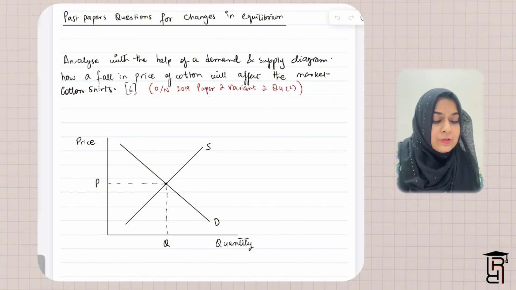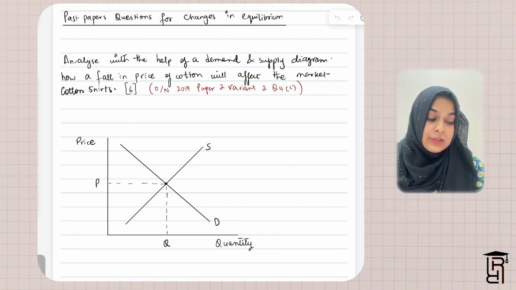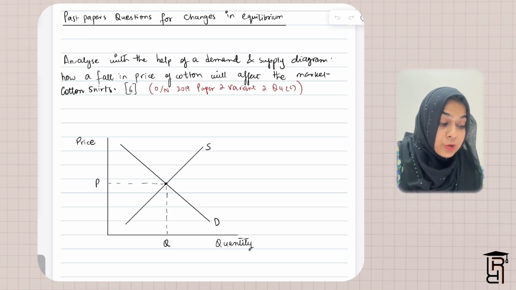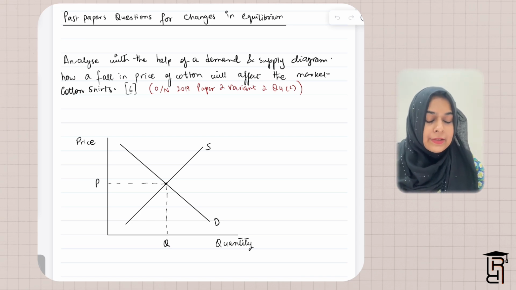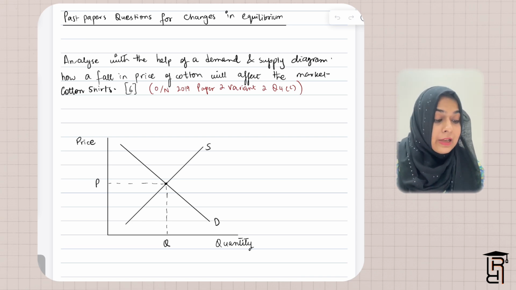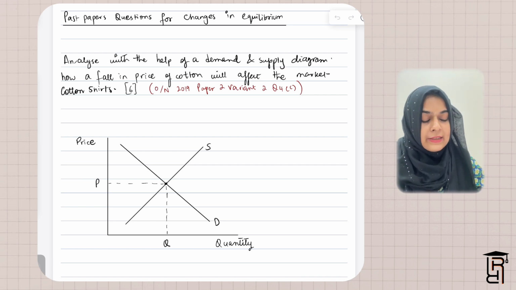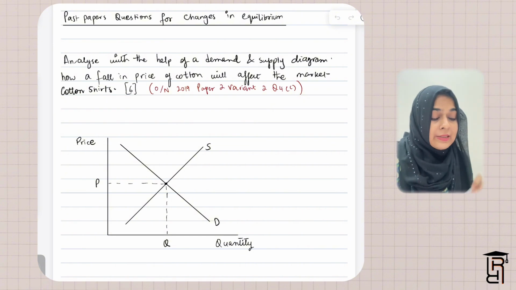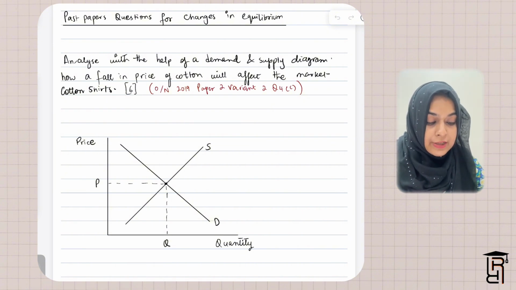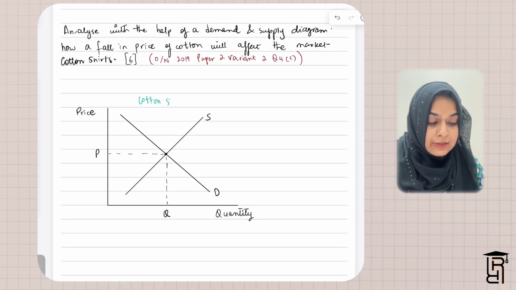Here this question is from November 2019, paper 2 variant 2, question number 4C. They are saying in the question, analyze with the help of a demand and supply diagram how a fall in price of cotton will affect the market for cotton shirts. The first thing you should be clear about is that the demand and supply diagram you're making is for cotton shirts. It's not for cotton, because they have mentioned in the question that it affects the market for cotton shirts.